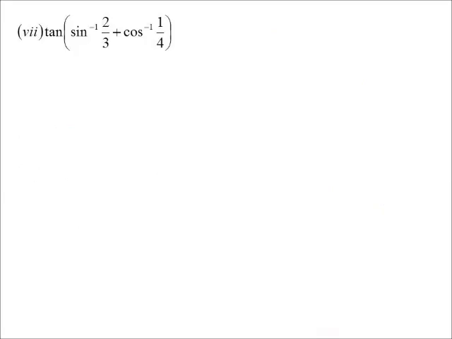Inverse sine 2/3 is an angle. Inverse cos of 1/4 is an angle. The mistake made here is assuming they're in the same triangle. They're not. We're talking about two different things. So, will that alpha be inverse sine 2/3? Beta.